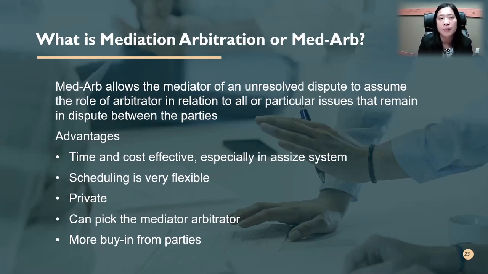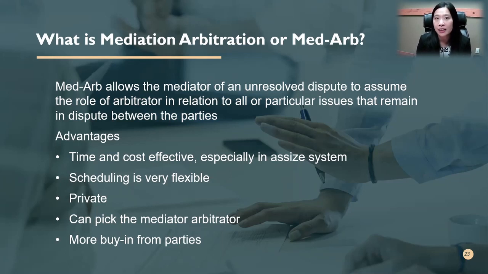Now let's head into a specific description of mediation arbitration, or MEDARB. So MEDARB allows a mediator of an unresolved dispute to assume the role of an arbitrator in relation to all or some particular issues that remain in dispute between the parties. So if you start in a MEDARB process, meaning you start with a mediation, then say, in the giant list of topics, guardianship, parenting time, parental responsibilities, child support, spousal support, let's say you go through your mediation and you agree to everything except for spousal support.